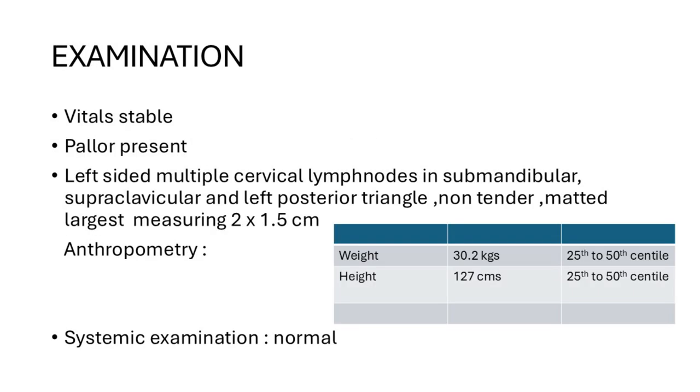Now, this child on examination had pallor and left-sided multiple cervical lymph nodes in the submandibular, supraclavicular, and left posterior triangle area. These were non-tender and matted, and the largest was measuring 2 into 1.5 centimeters. Anthropometry-wise, the weight was 30.2 kg and the height was 127 centimeters, which lies in the 25th to 50th centile. The systemic examination was unremarkable.